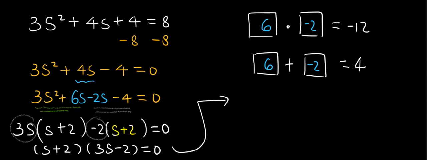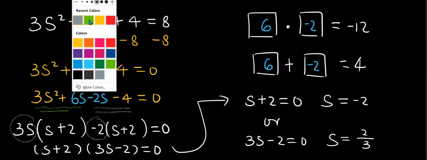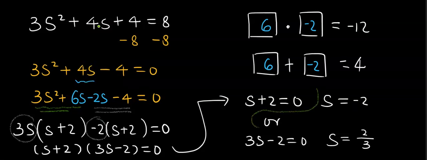Come to here, you know what's coming. Zero product property. So s plus 2 is 0. That gives us s is negative 2. Or we say 3s minus 2 is 0. Gives us s is 2 over 3, 2/3. And last one is a happy, joyful moment. We're going to put it in the bubble.